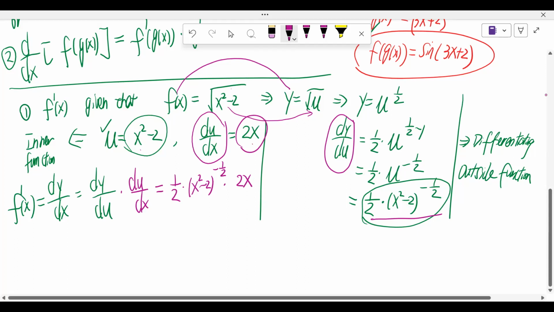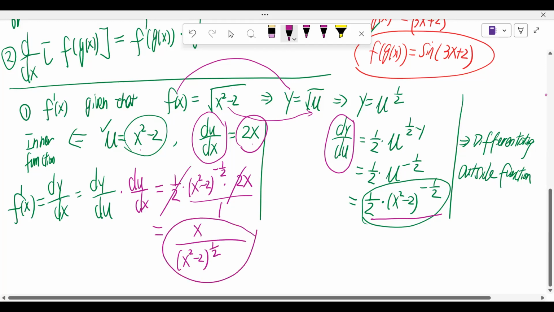So we cancel half right here, we cancel half and 2, right? And we can turn it into a fraction and keep the x on top, and then flip the negative power to the denominator, and get x squared minus 2 to the half. So that's the final answer here.